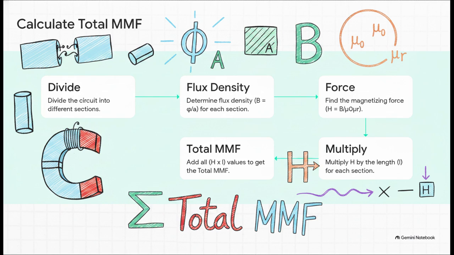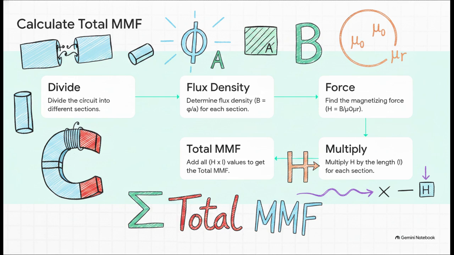Step 2, determine the flux density, or B, for each section. You do that by dividing the flux by the area. Step 3 is finding your magnetizing force, H. Step 4, take that force, H, and multiply it by the length of that specific section. And finally, step 5 is the absolute easiest part. You simply add all those values together to get your total MMF.